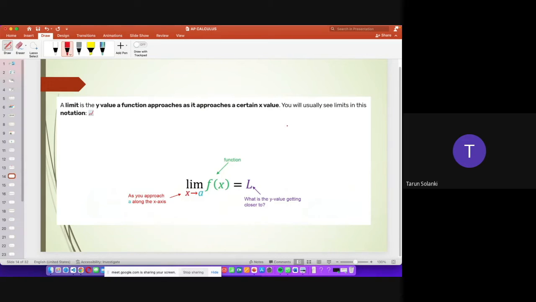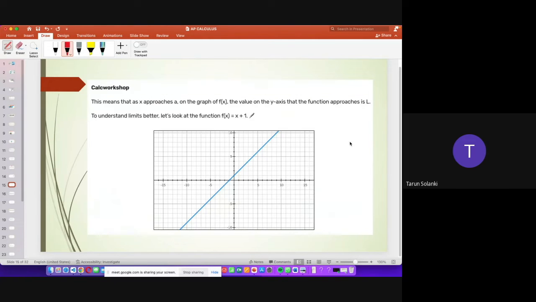So this part you need to copy. You can write limit x tends to a, f of x is equal to L. Correct. Okay, so now let's look at the graph of the function given, which is x plus 1.